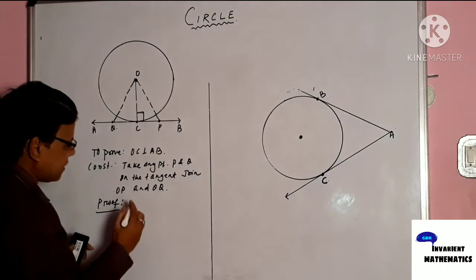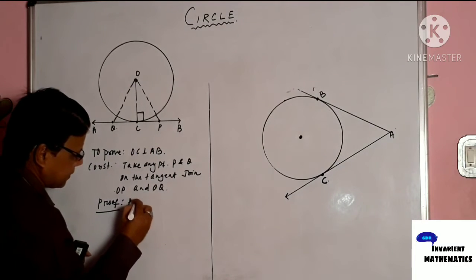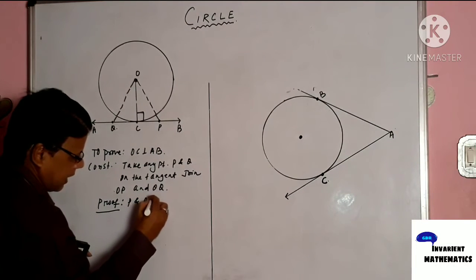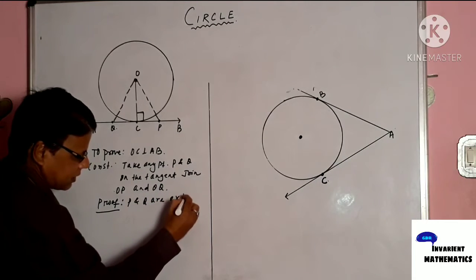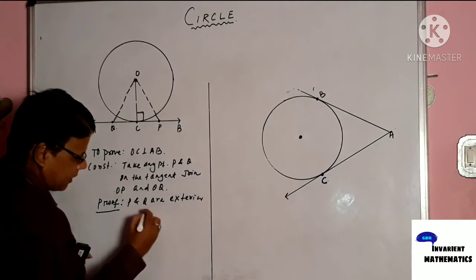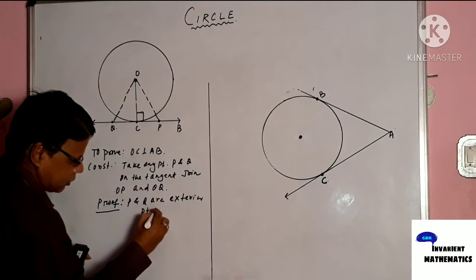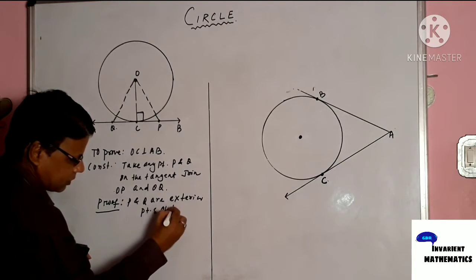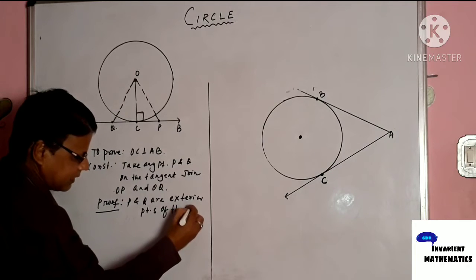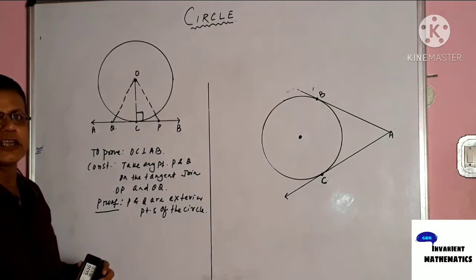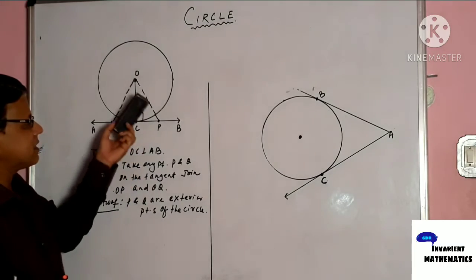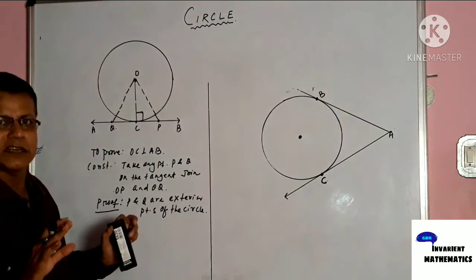Therefore, P and Q are exterior points of the circle. As they are exterior points, I told you the distance between the center is always greater than the radius.